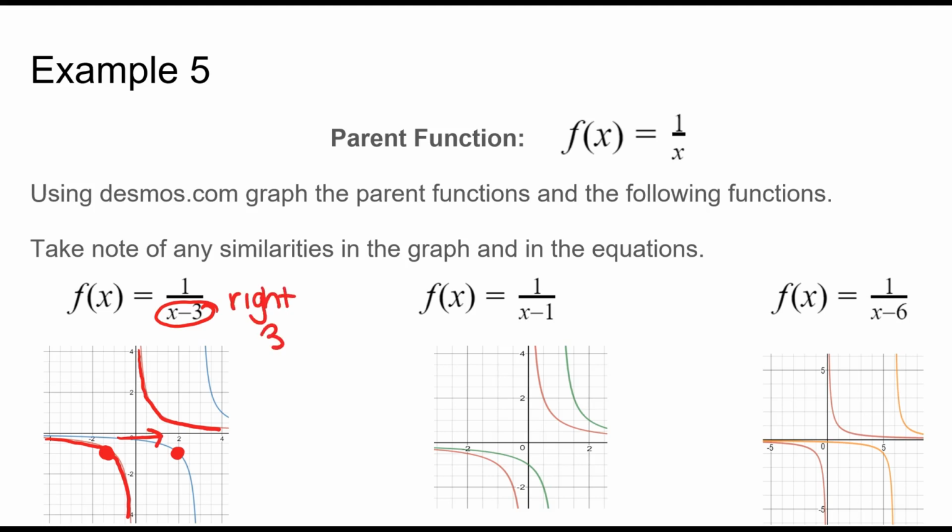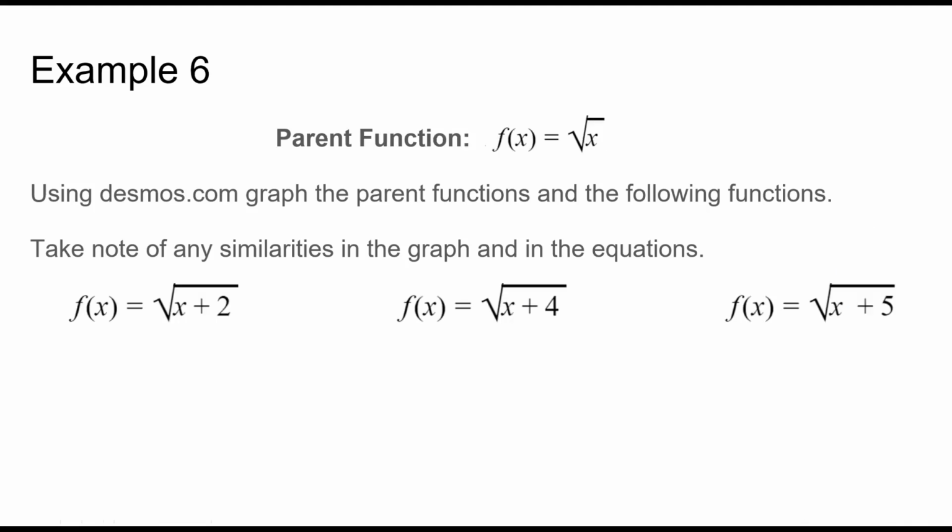Let's take a look at this one here. Looks like it moved to the right 1. We have a -6 happening to the x itself. We have our red function here moving in this direction all the way over there. It moved to the right 6. So notice they're all moving to the right when we subtract inside the function, or to the x itself.